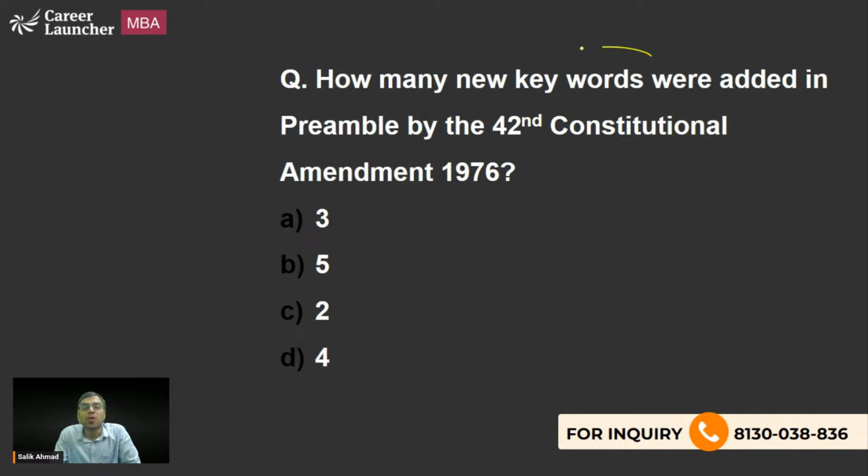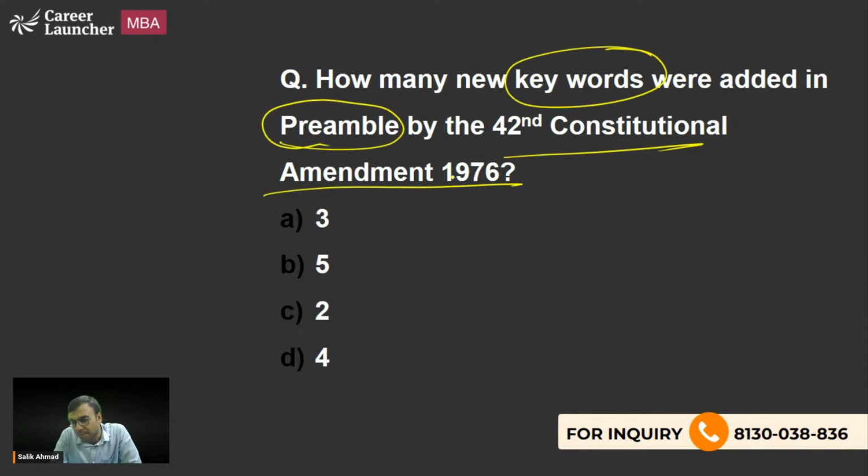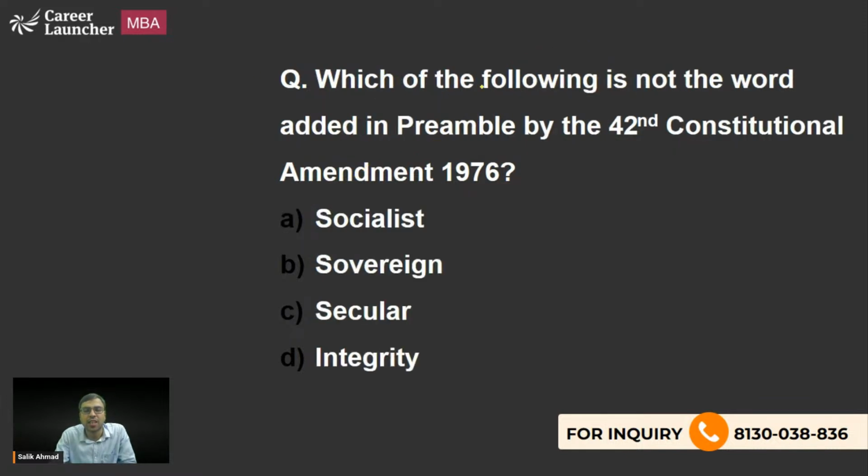तो आपको ये बताना है कि कौन से keywords add किए गए थे preamble में by this amendment. How many words were added? 3, 5, 2 or 4? How many keywords were added in the preamble by 42nd Amendment? If you know it, please write me in the live chat. 3, 5, 2, 4. I'm waiting for the response. मैं इंतजार कर रहा हूं अगर कोई लिखे. Yes, the right answer is 3. So 3 words were added. A is the right answer to this question.